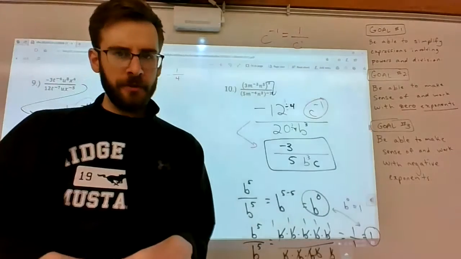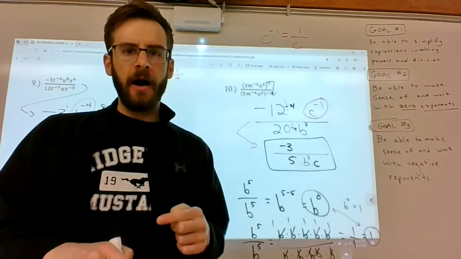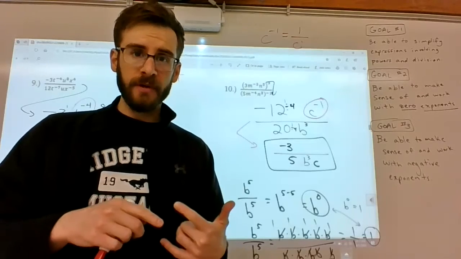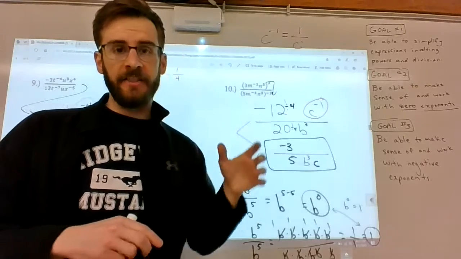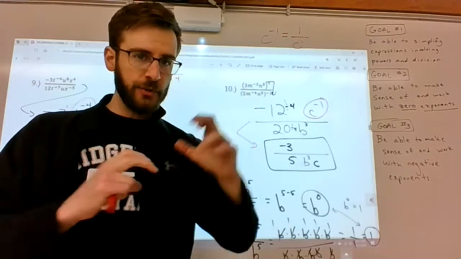I'm going to stop the video there and then talk about how to do 10 through 14 with, as you can see, some slightly more complicated things like what happens when you have a whole quantity to a negative exponent.